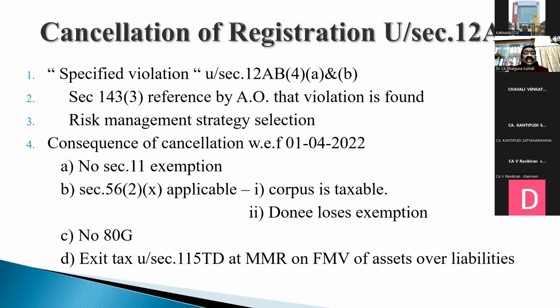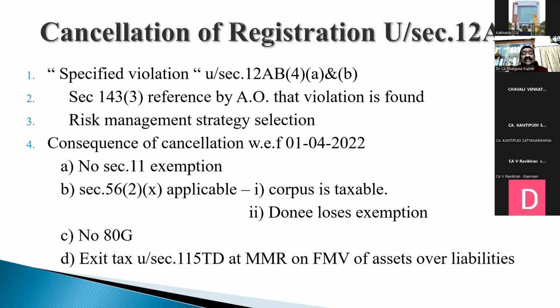then the commissioner can give a notice to the assessee that the consequence is cancellation with effect from 1/4/22. Now if they cancel, there is no section 11 exemption, everything will become cancelled automatically. The 80G recognition given also will get cancelled. So 115TD, one section is there, 115TD from 2016 onwards. So the fair market value of all the assets is liable at MMR. So very draconian, dangerous section, 115TD. So these are all the consequences of cancellation.